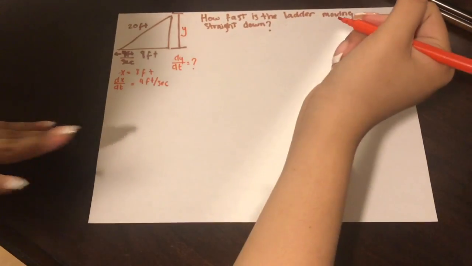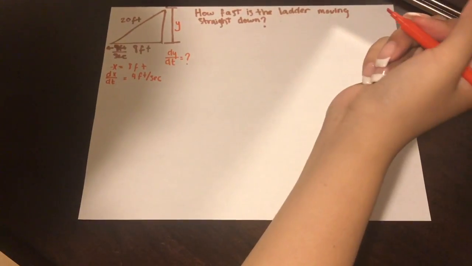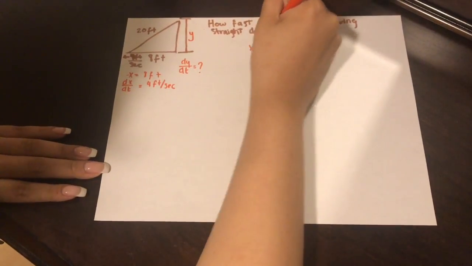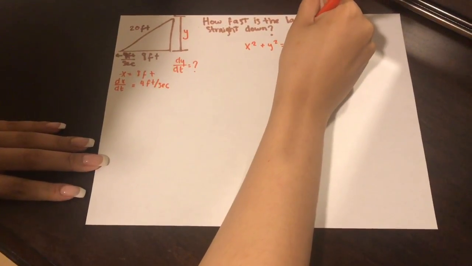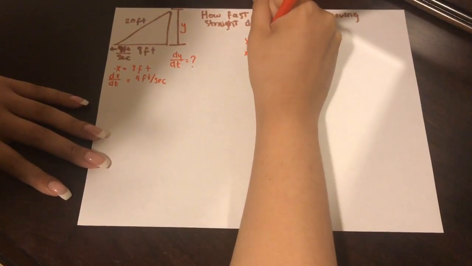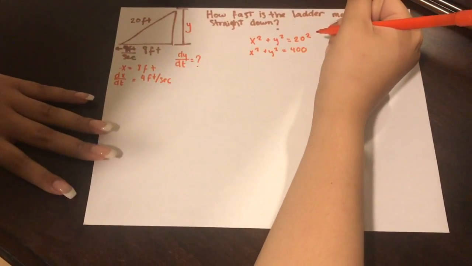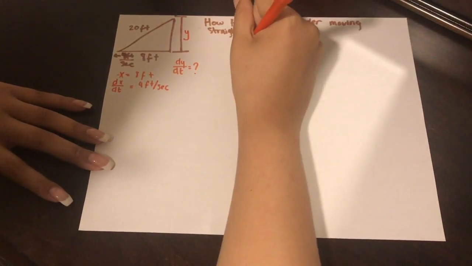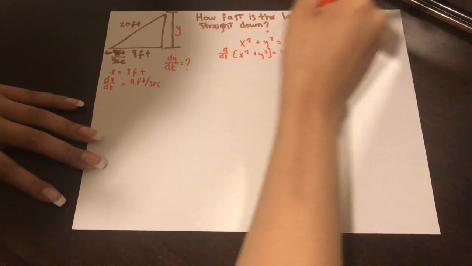So we're going to assume that the ladder and the wall make a right triangle. So for this, we will be using the Pythagorean theorem. And in this case, it's x squared plus y squared equals 20 squared, since the hypotenuse is 20. So we're going to simplify this. So it's x squared plus y squared equals 400. Now we have to find the derivative with respect to time. So with this, we multiply by d over dt, so the derivative with respect to time.